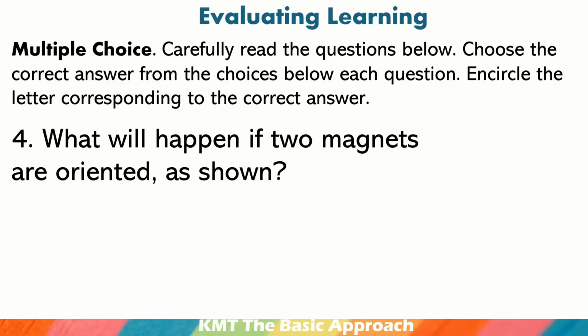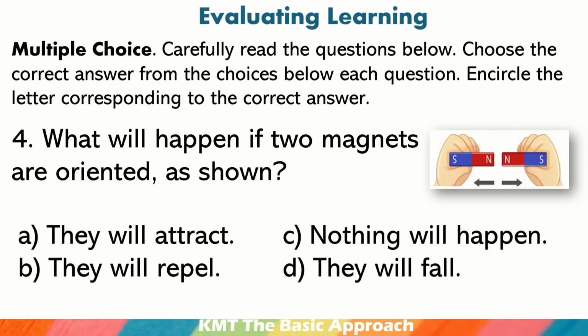Number 4. What will happen if two magnets are oriented as shown? A. They will attract. B. They will repel. C. Nothing will happen. D. They will fall. What is the correct answer? Good job! Letter B. They will repel.